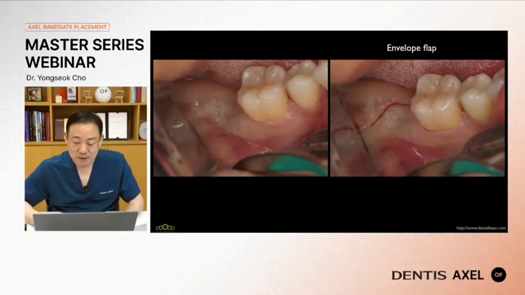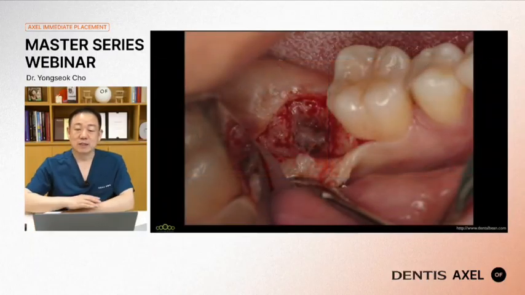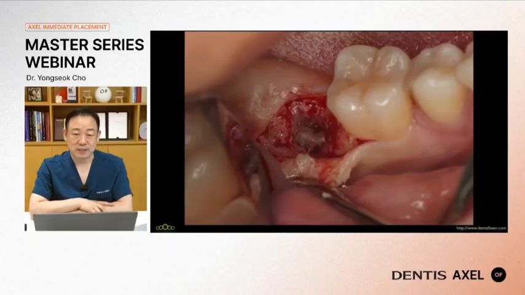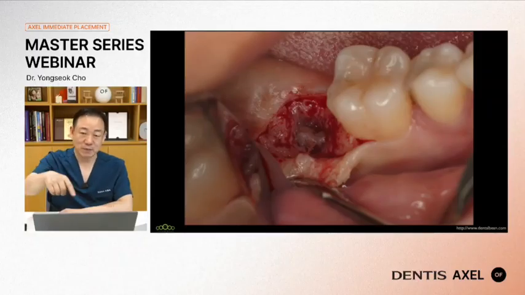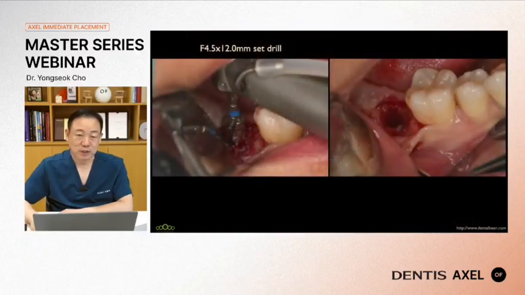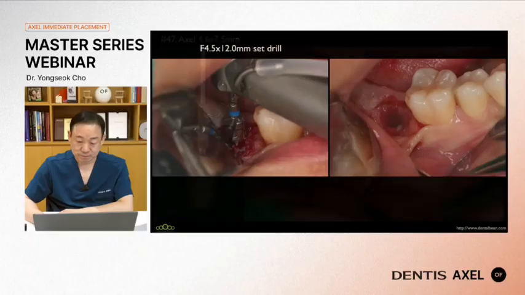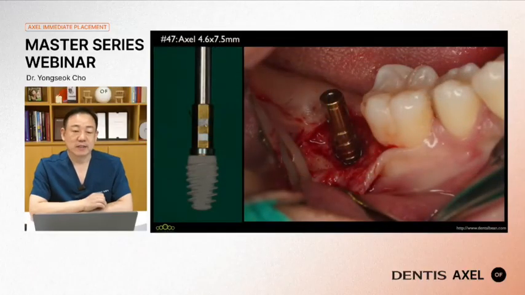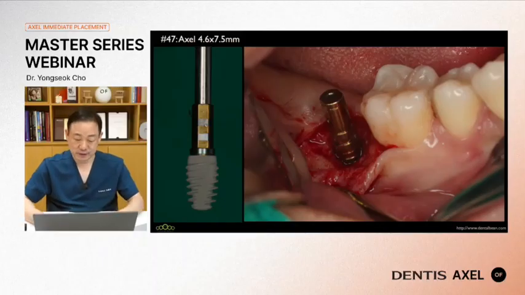Here I made a envelope flap. And look at the extraction socket. It is still incompletely healed. The center is still fibrous tissue. The periphery is in a healing condition. I prepped the osteotomy normally. The last drill was a 4.5 by 12 millimeter long set drill. And then here I selected a 4.6 by 7.5 XL implant.